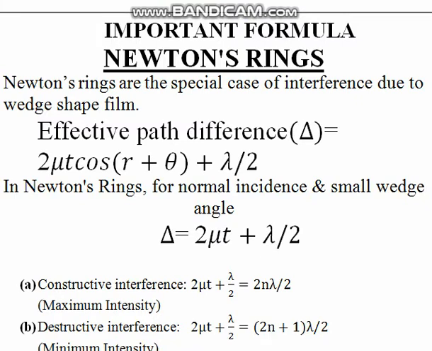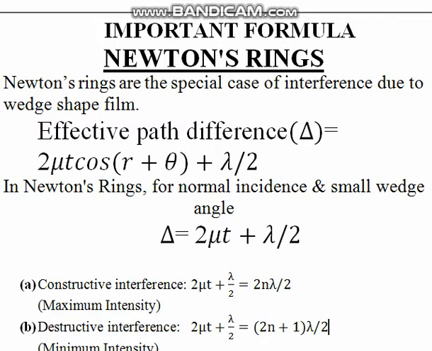Newton's rings are a special case of interference due to the wedge-shaped film. Newton's rings are obtained by placing a plano-convex lens on a plane glass plate, and light falls normally. We obtain the interference pattern in the transmitted light as well as in the reflected light in the form of rings.